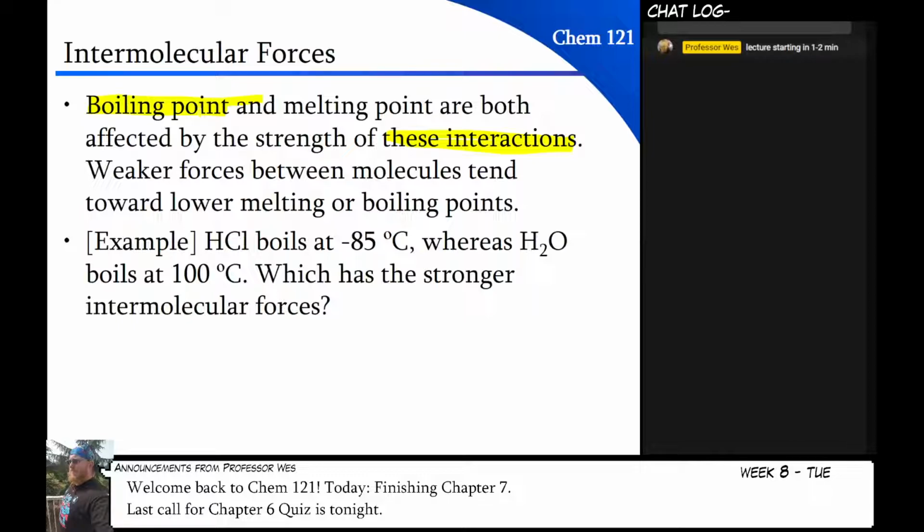So on the bottom of the screen, I have two liquids. HCl boils at negative 85 Celsius. I'm talking about pure HCl here. Whereas pure H2O boils at 100 degrees Celsius. Which of the molecules are held together more strongly? HCl molecules towards each other or H2O molecules towards each other? Type which guess you think it is in the chat, and then we'll draw a picture and try and discuss it in just a second.